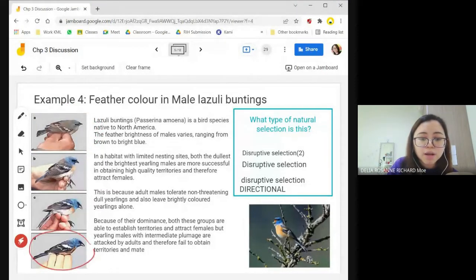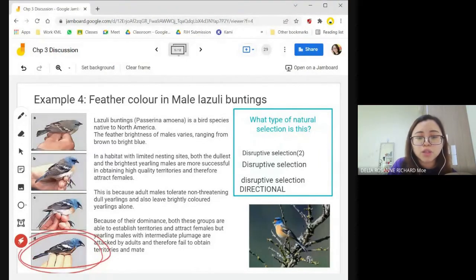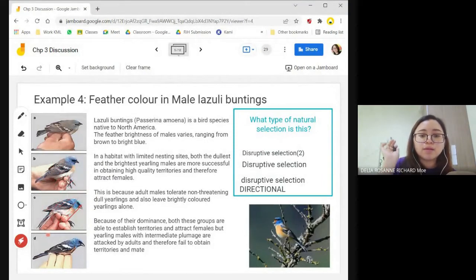When they see the bright colored yearling, they think, okay lah, kaya kali dia ni, kuat kali dia ni. Look at the color, so strong. I don't need to fight this one. But I will fight these guys in the middle who I think I can beat up. Saya rasa saya boleh lawan. Jadi akan lawan yang ini. Kalau saya tidak lawan, nanti dia curi cewek saya. So the older birds will go and get rid of the intermediate.